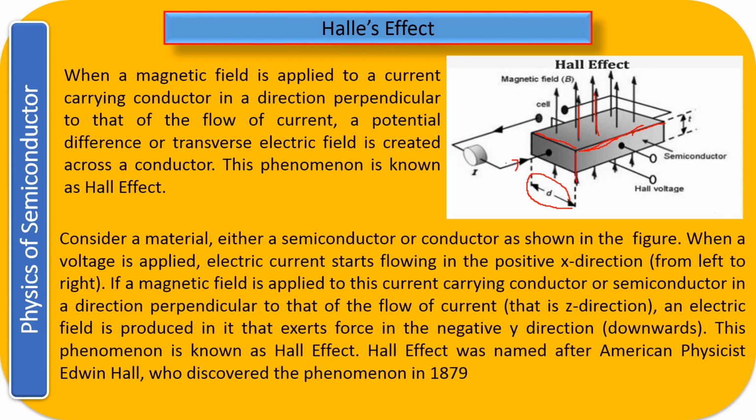Same thing I have written over here. Consider a material, either a semiconductor or conductor, as shown in the figure. When a voltage is applied, electric current starts flowing through the positive x direction, that is from left to right, as I have taken in that figure. The magnetic field is applied to this current carrying conductor or semiconductor in the direction perpendicular to that of the flow of the current, that is we have applied in the z direction, right? In which we have applied the magnetic field. An electric field is produced in it to exert a force in the negative y direction, that is the downward.